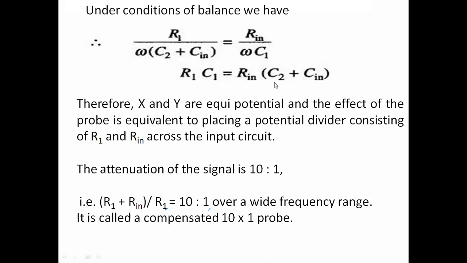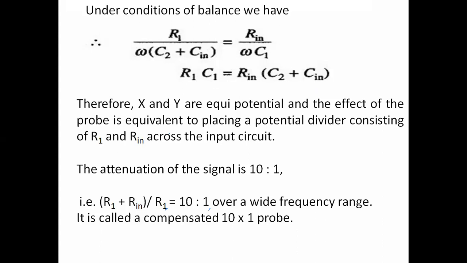From this we have to find the C2 value. R1 we know, R in we know, C in we know, and C1 we know. From that we have to adjust C1, in such a way that the overall capacitance of this probe connection produces a low capacitance value.